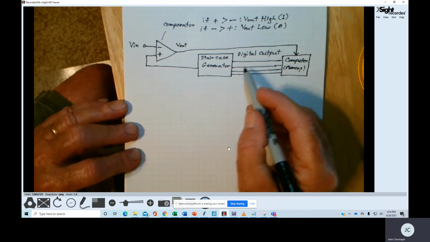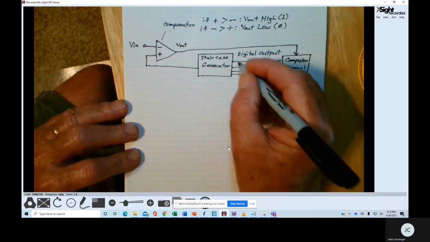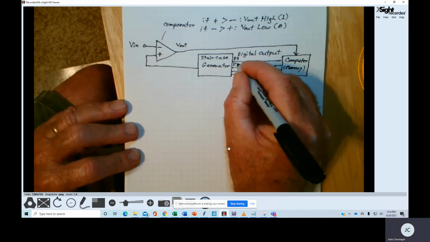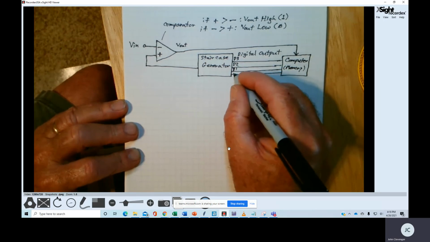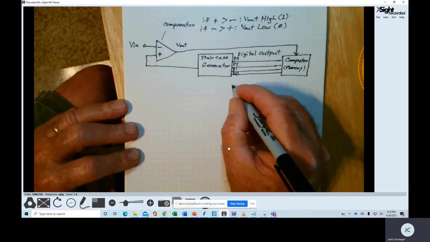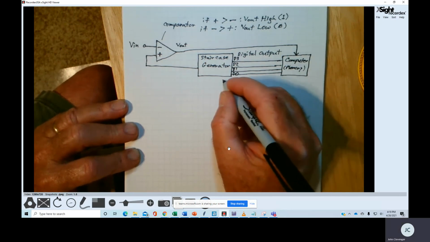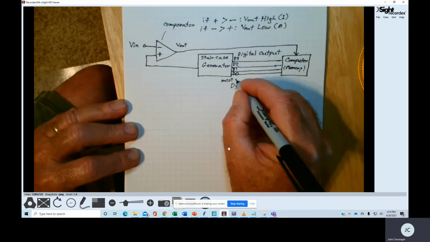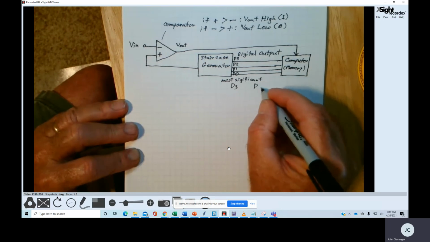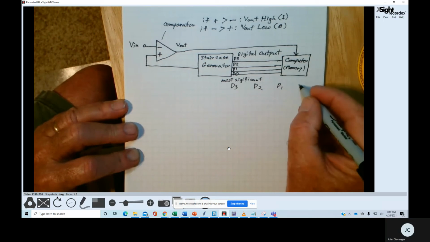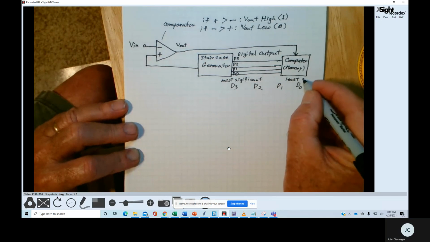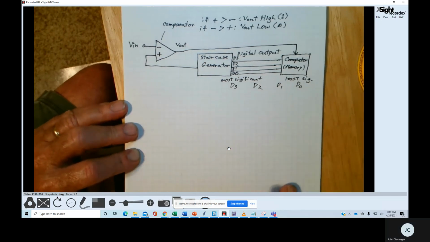Now, when we look at this 4-bit output here, we're going to call these outputs D3, D2, D1, and D0, where D3 is the most significant bit, and D2, D1, and D0, and D0 is the least significant bit.